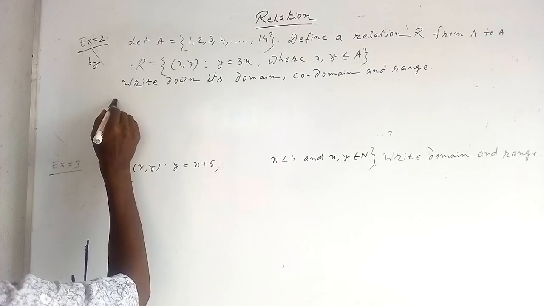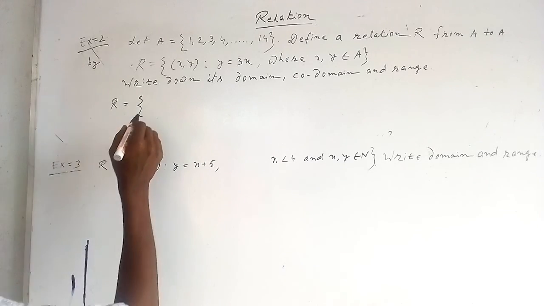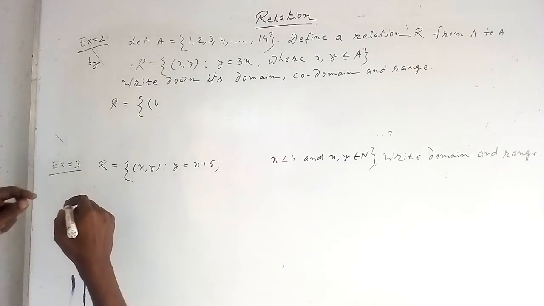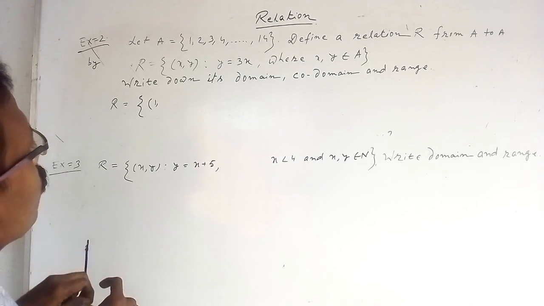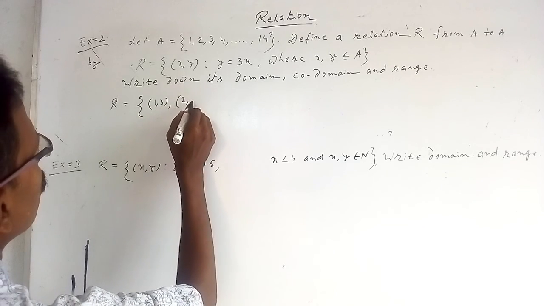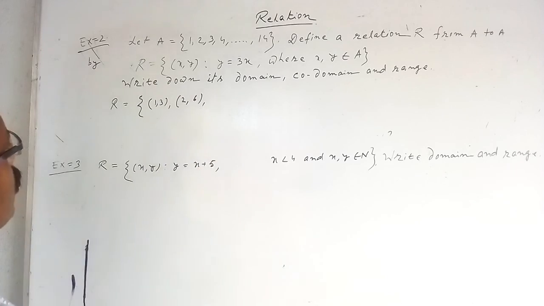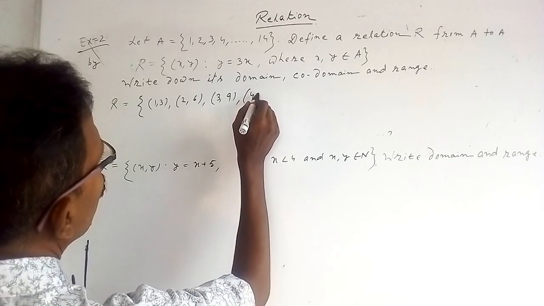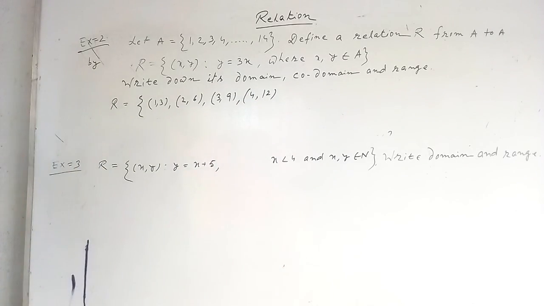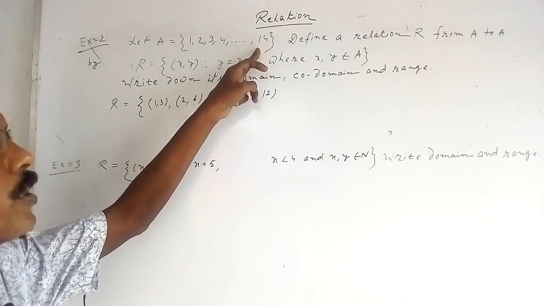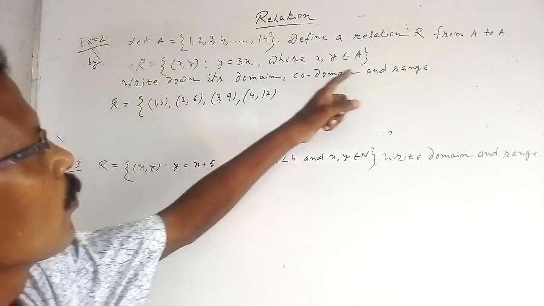Now R should be written as the first element. Put x is equal to 1, then what is the value of y? 3 ones are 3, 2 threes are 6, 3 threes are 9, 4 threes are 12, and 5 threes are 15, but 15 is not included here. The codomain set is also A.